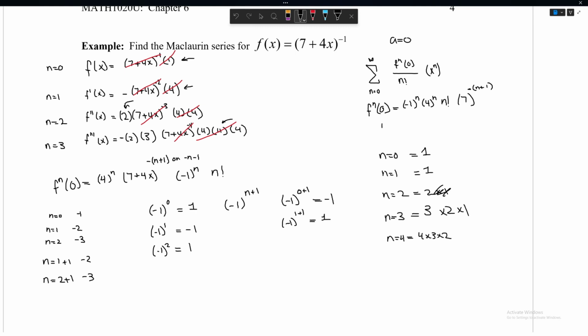So I'll just do it. I have the sum from n equals 0 to infinity, right? And you'll notice something. These two would cancel out. And so you'll get this times this, and that's about it.